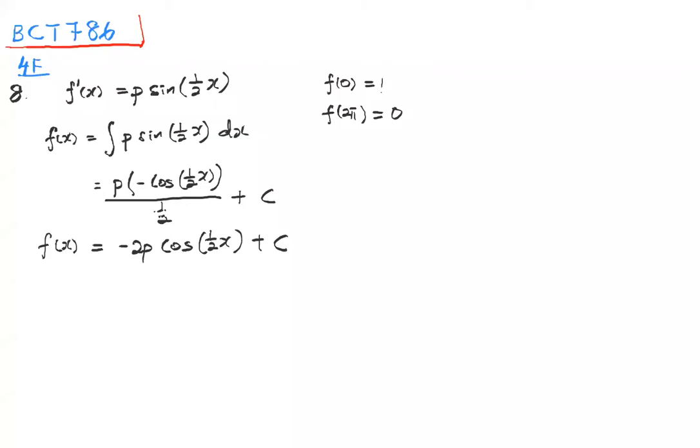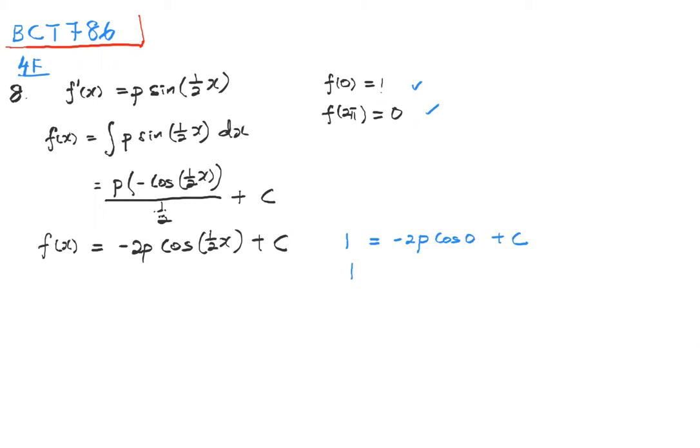Just integrate first. Okay, so I'm going to apply these two pieces of information. So look, 1 is equal to, I substitute x equal to 0. So it will be cos 0 plus c. Can or not? Okay, got it? So now I form an equation.